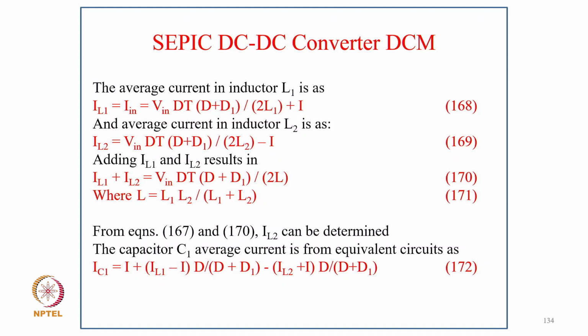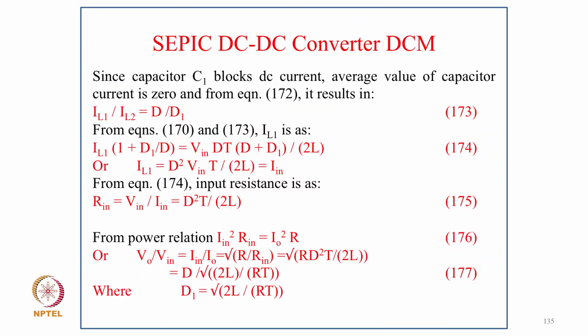So adding IL1 and IL2 results in IL1 plus IL2 equal to Vin·DT(D + D1) divided by 2L, where L equals L1·L2 divided by (L1 + L2). From these equations, the capacitor average current for the equivalent circuit is IC1 equal to (I + IL1) minus I into D divided by D1 plus D plus D1 minus IL2 plus I D upon D plus D1.